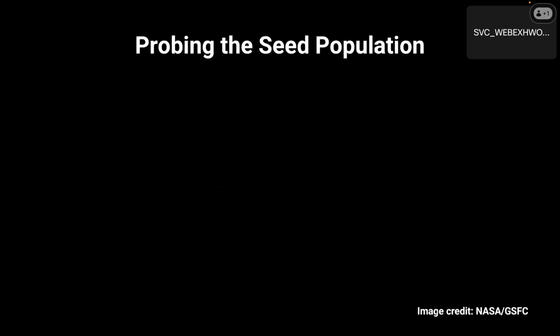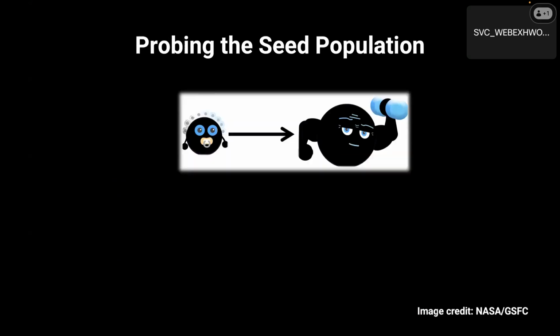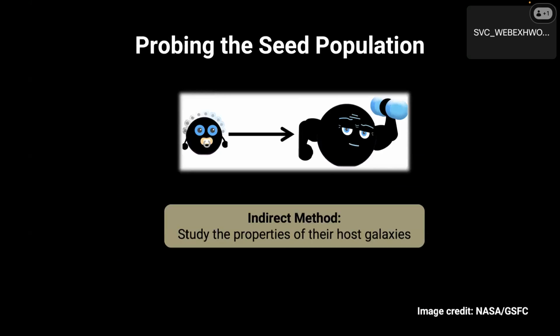So how do we understand if heavy seeding occurred? Because we know that light seeding occurred, because the first stars formed anyway. So in other terms, how do we know how baby black holes turned out to be very giant black holes a few hundred million years later?